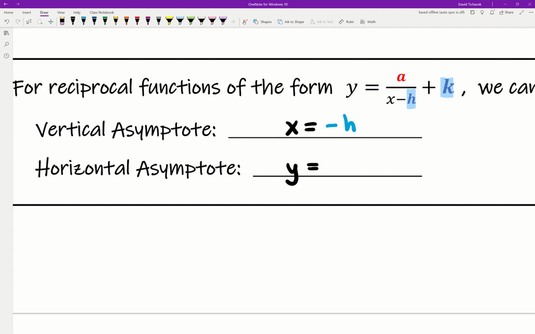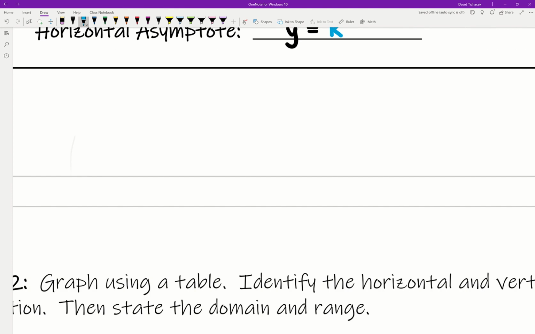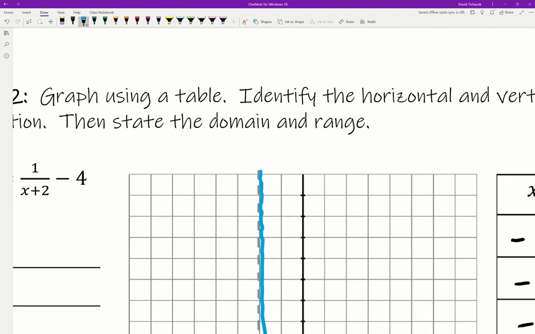For your horizontal asymptote, you just go ahead and look at the value of that k number that you tack on to the fraction. No need to change the sign there. It's just going to be y equals whatever that k number is, okay? And so again, that gives you a really nice shortcut for being able to ignore the graph completely, but still be able to tell me where you would place those vertical and horizontal asymptotes. And so I want to go ahead and get some practice with that here.